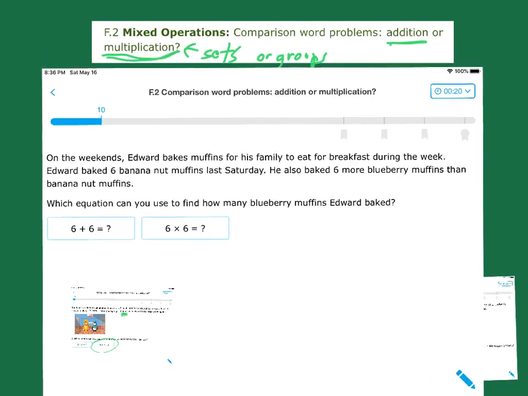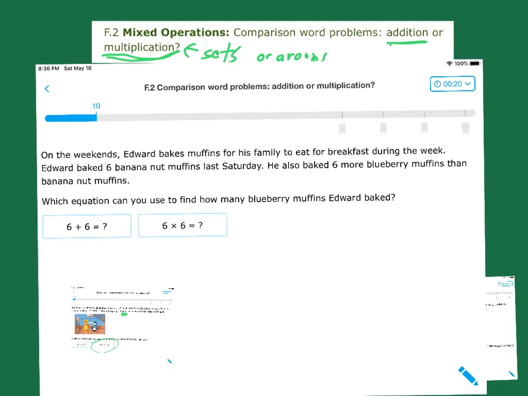This one says, on weekends, Edward bakes muffins for his family to eat for breakfast during the week. Edward baked 6 banana nut muffins last Saturday. He also baked 6 more blueberry muffins than banana nut muffins. What equation can you use to find out how many blueberry muffins Edward baked? So he also baked 6 more blueberry muffins than banana nut muffins.